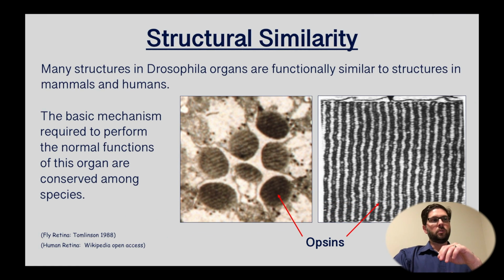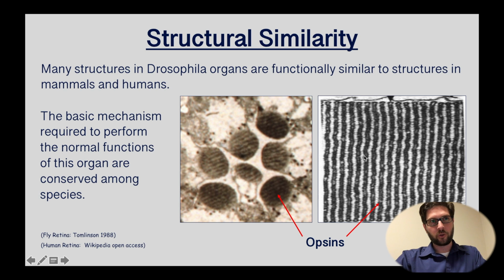A couple of examples of the commonality between structure and function are highlighted here in what's termed structural similarity. So a number of structures in Drosophila organs are functionally similar to structures in mammals and in humans. And so the basic mechanisms required to perform functions within these structurally similar organs are conserved among species.